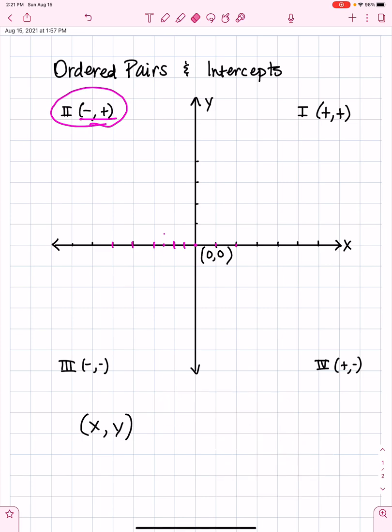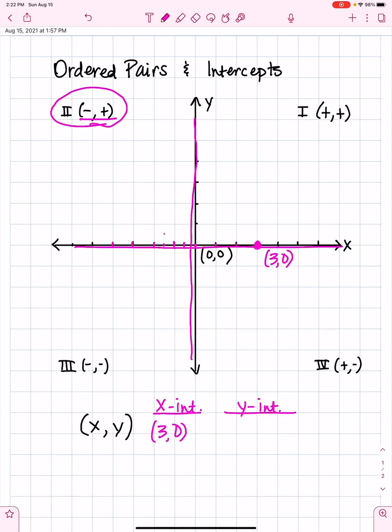All right, so intercepts. What's an intercept? Well, you've got two different kinds of intercepts. You've got the x-intercept and you've got the y-intercept. These are really easy. X-intercepts occur on the x-axis. Y-intercepts, you guessed it, occur on the y-axis. So let's say I have an x-intercept of +3, 0. Right there.